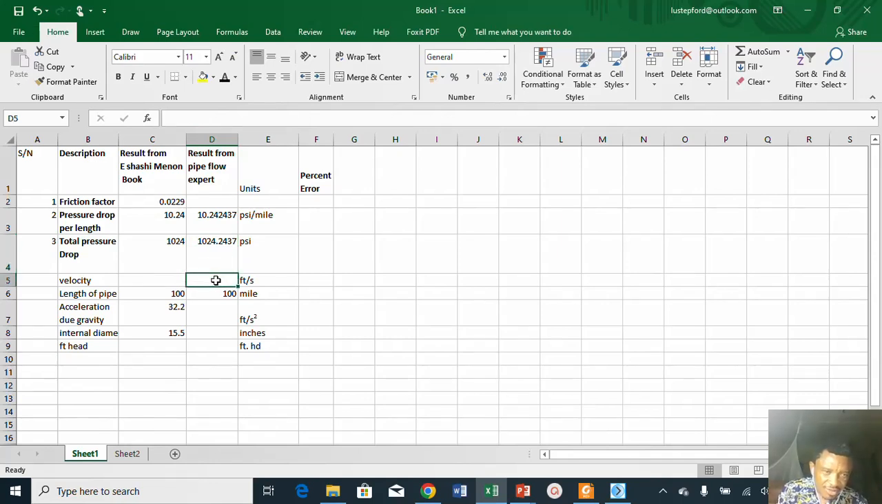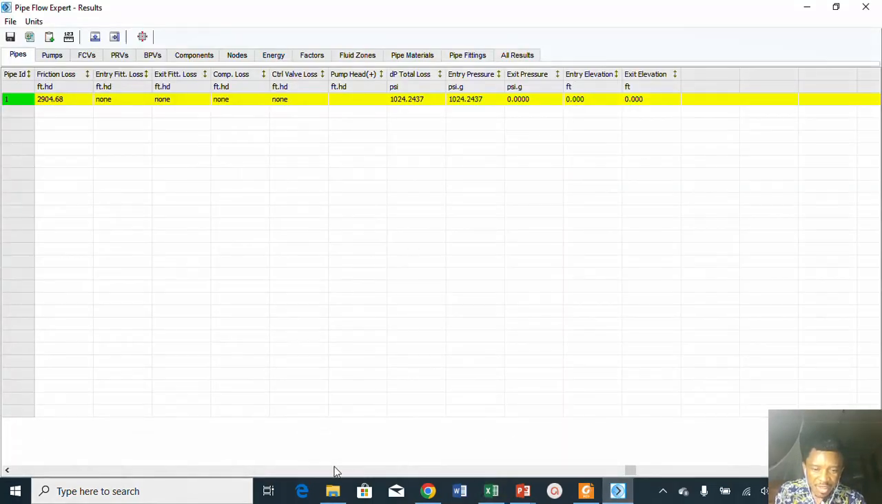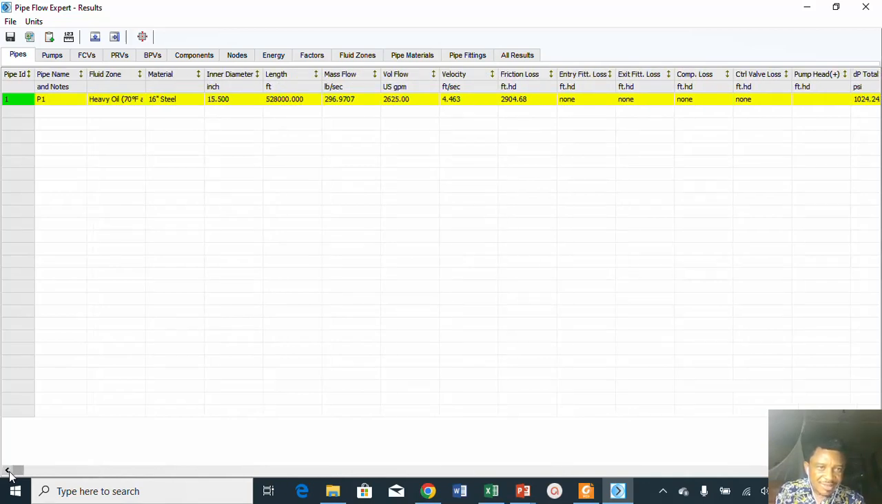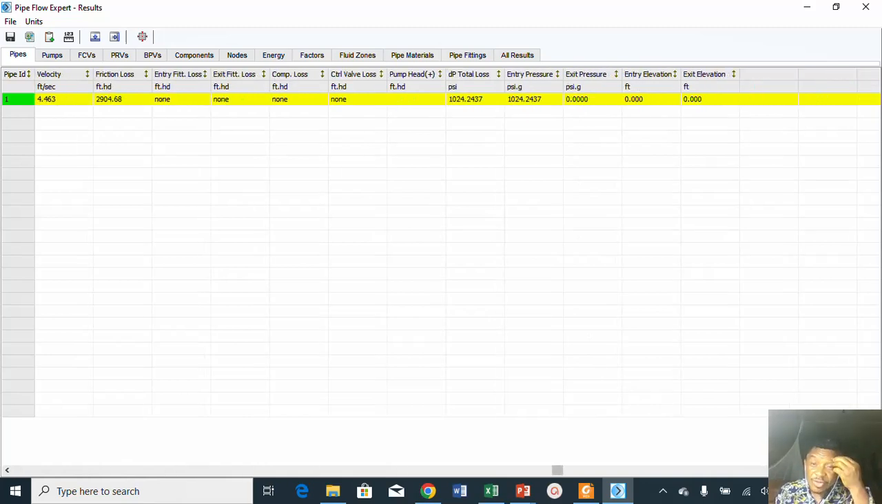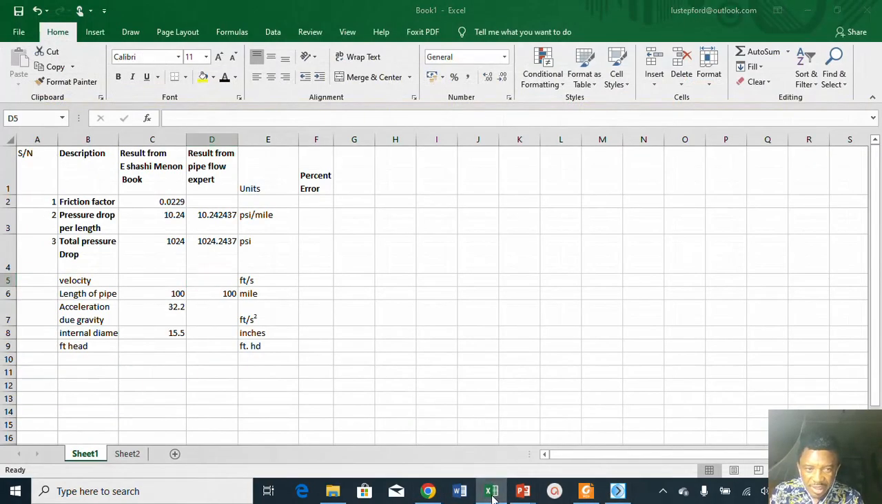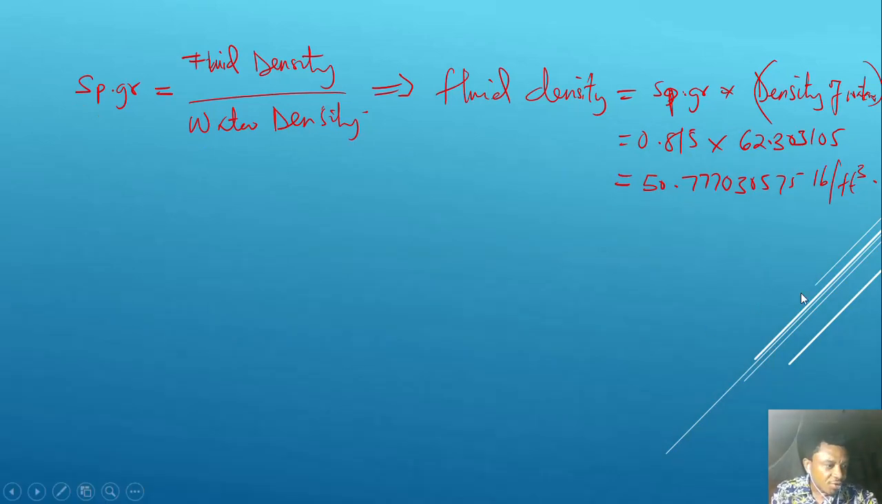Now let's look at the velocity. Since from the charts, Pipe Flow Expert did not calculate the friction loss. It doesn't calculate friction loss here. So there's no friction loss, so we are going to use a formula to be able to calculate our friction loss. For us to do that, I will just make some explanation on what we're supposed to do.